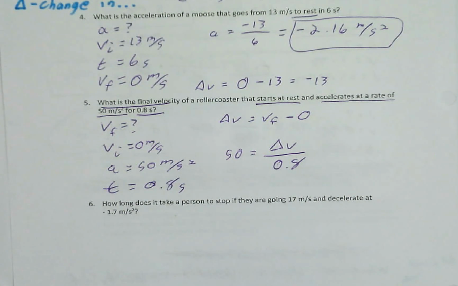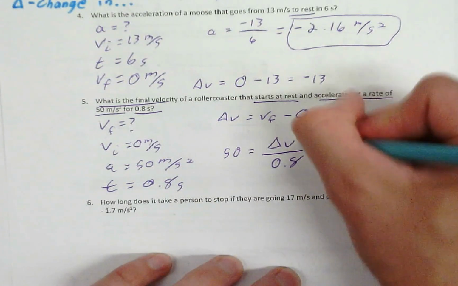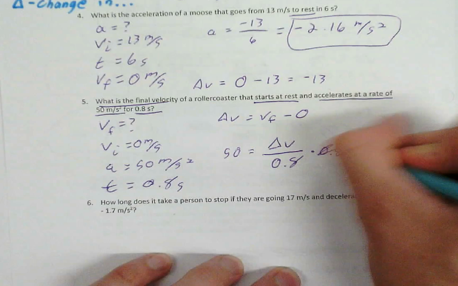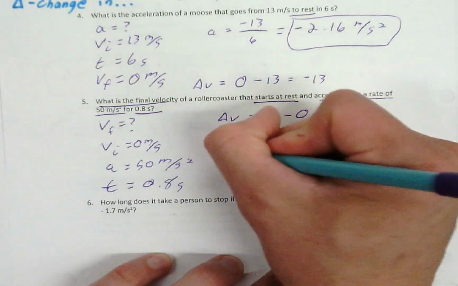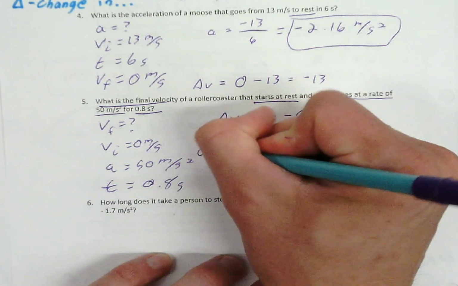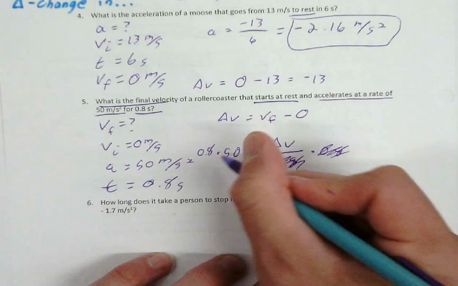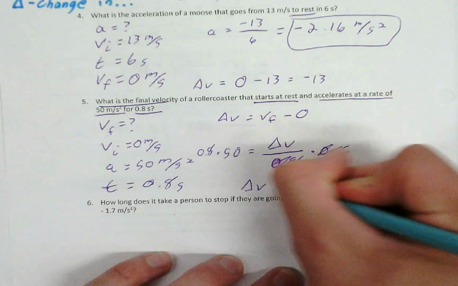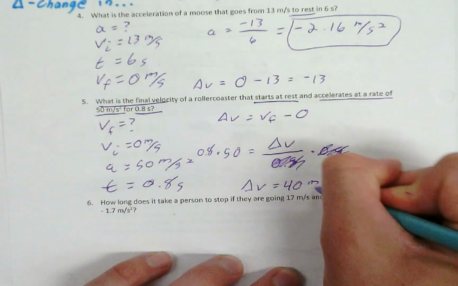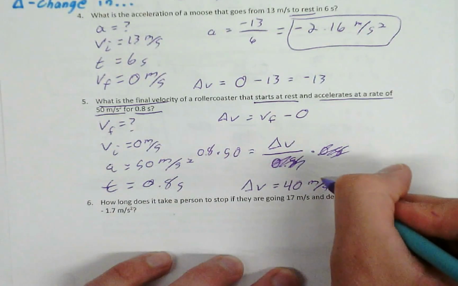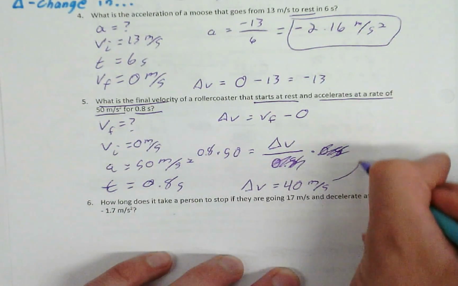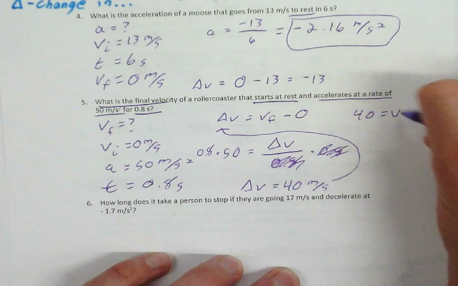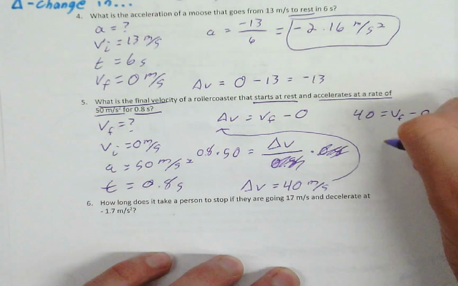And a lot of people told me correct on this. Opposite of dividing by 0.8 is to multiply by 0.8. That makes the 0.8 go away over here. Ends up over on this side. And 50 times 0.8 is delta V of 40. Now, put that 40 up here for delta V. So now I got 40 equals VF minus 0, and VF is 40.